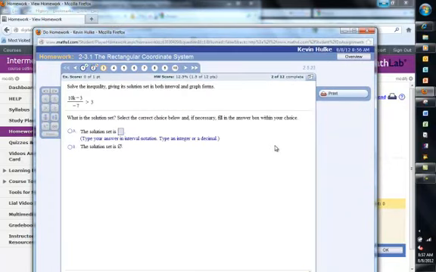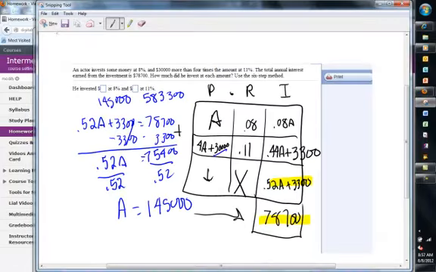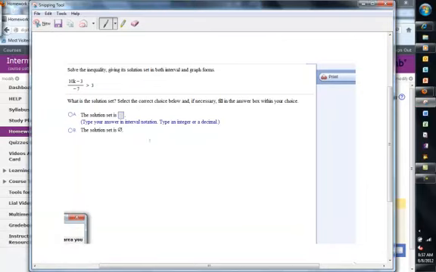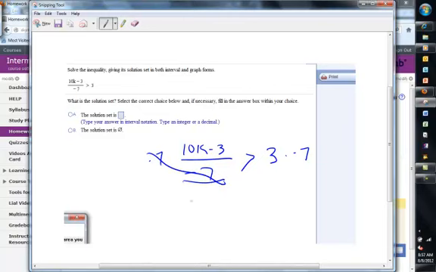Okay, next one. Solve the inequality. Give the solution set in both interval and graph forms. So we have (10k minus 3) over negative 7 is greater than 3. First thing we need to do is multiply both sides by negative 7. And that'll cancel those. And we have 10k minus 3 is less than. Remember, when you multiply by a negative number, you have to switch the sign also.